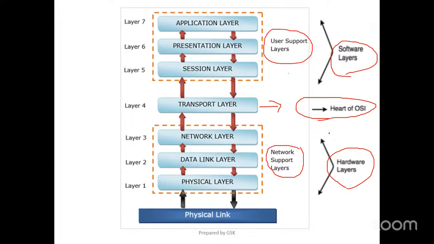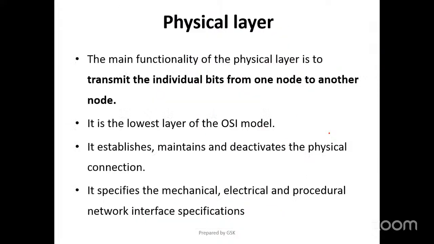So this is the basic information about the OSI layers. Now let us start our discussion about the functionalities of each and every individual layer. Let us start with layer 1, L1, that is the physical layer.